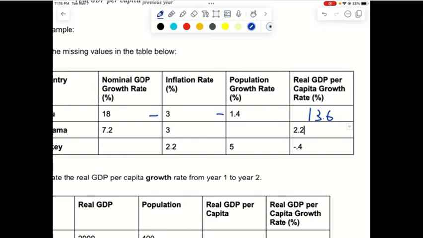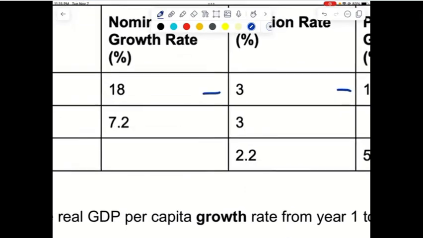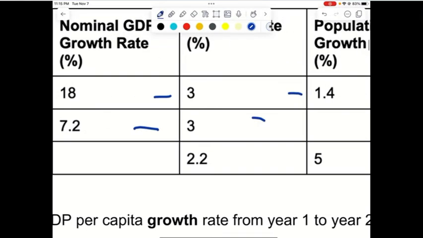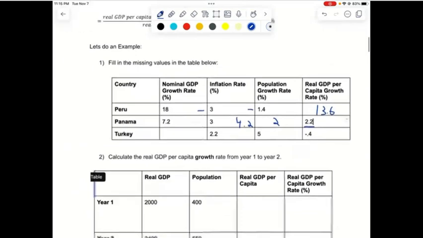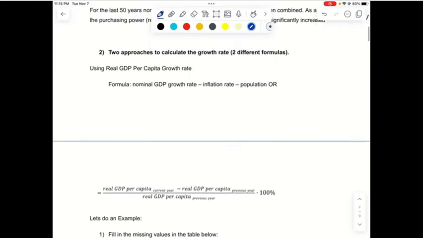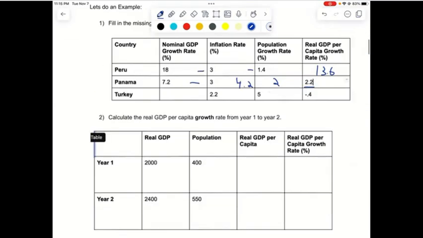We're given every piece of information except the population. So we know that 7.2 minus 3 is 4.2. So what number is going to be subtracted from 4.2 to get this to 2.2? What's 2? So we're going to use that. Now for the other one, for this formula right here, we're going to do this one.